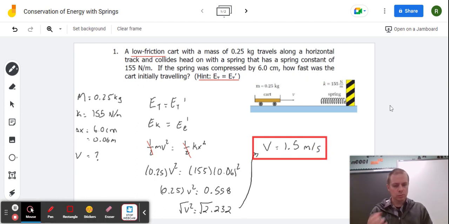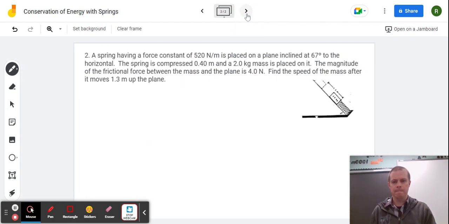Okay. So this is a fairly simple case of this type of problem, right? We're dealing with conservation of energy, and we're turning kinetic energy into elastic potential energy. So we're going from something that's moving to storing all of that movement in the compression of a spring. Okay. Let's take a look at one that's a little bit more challenging.